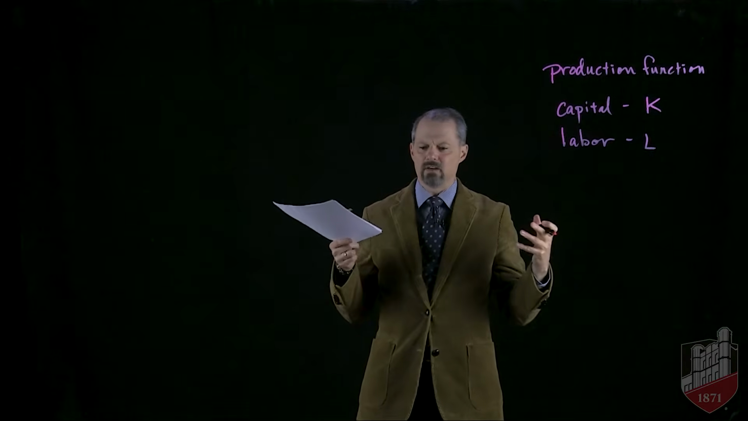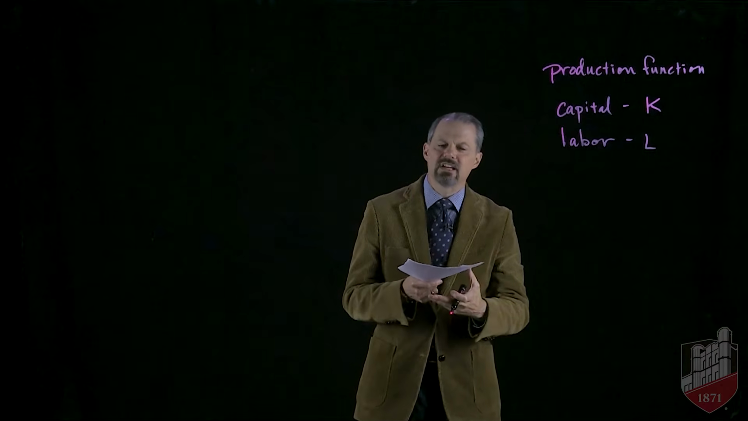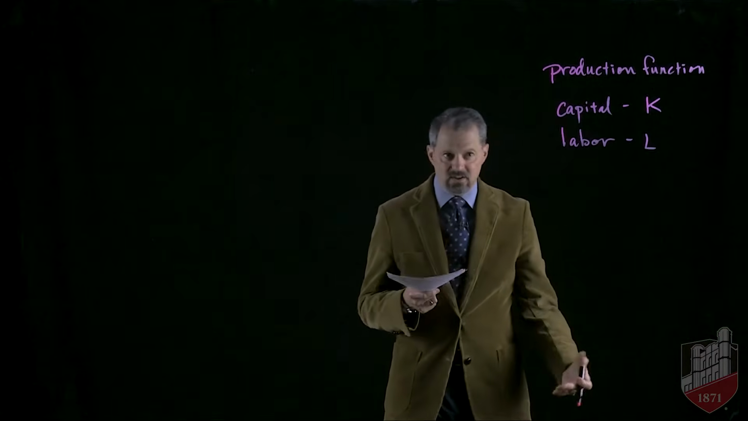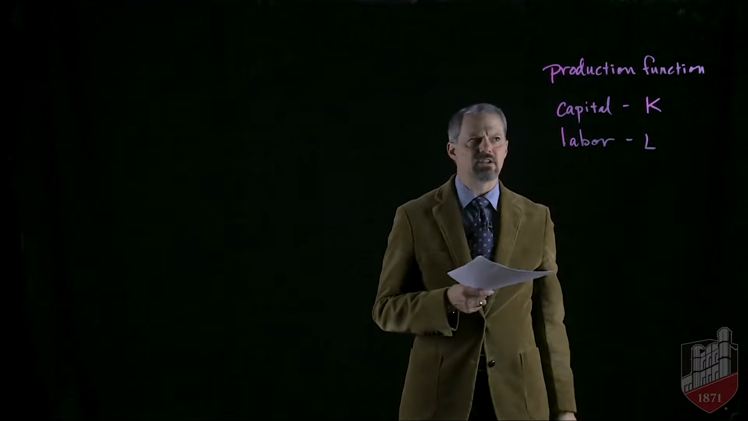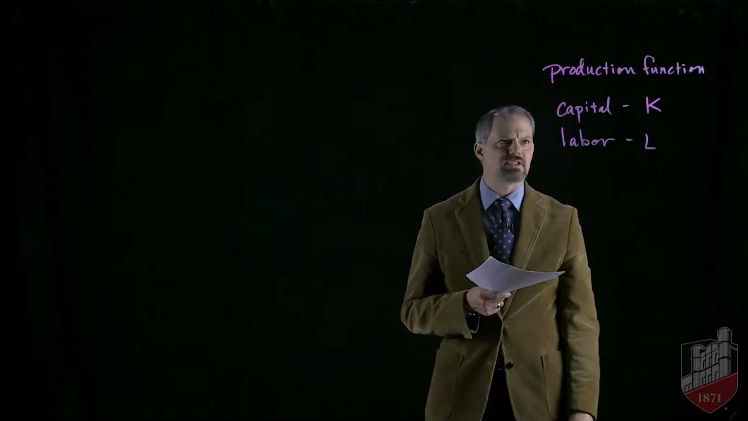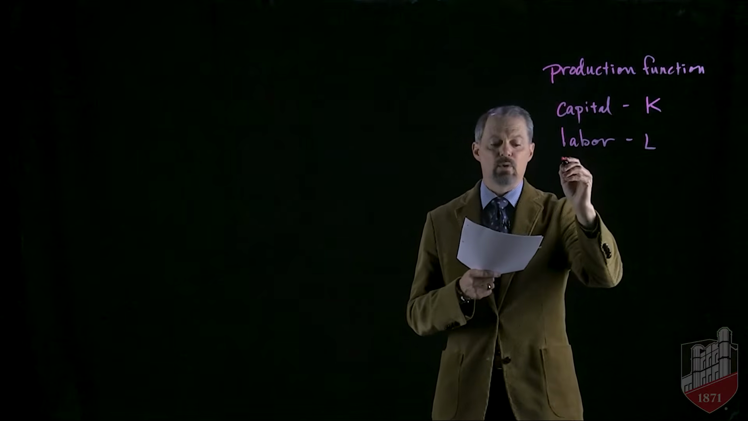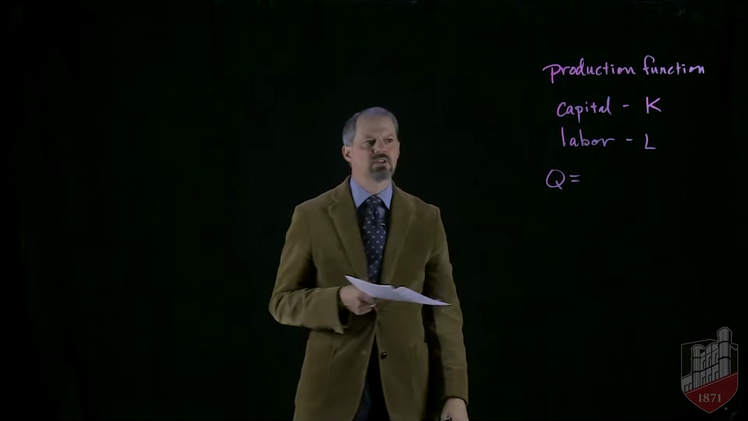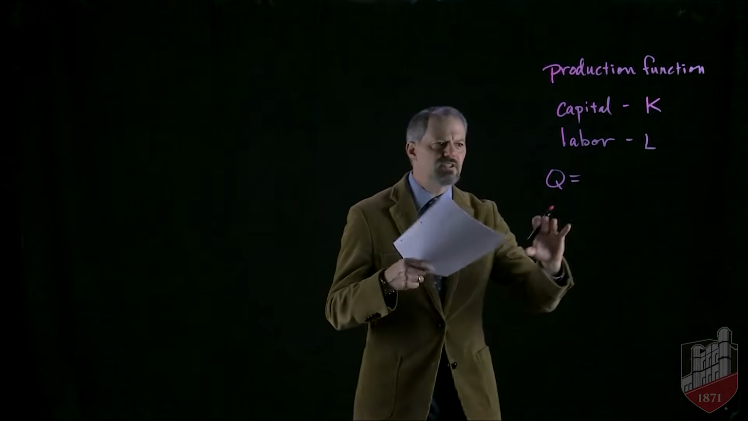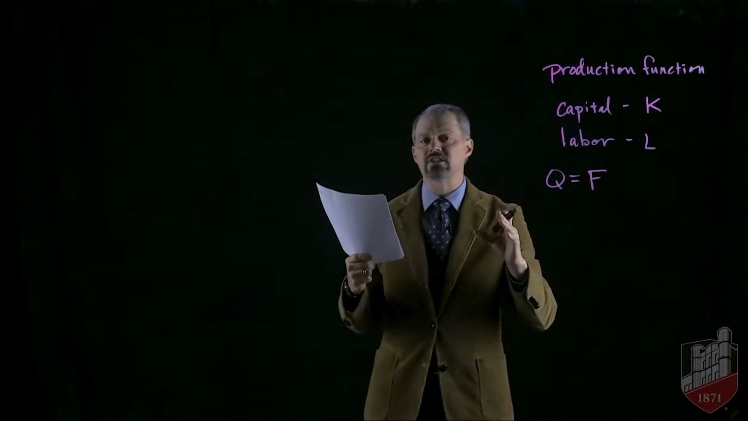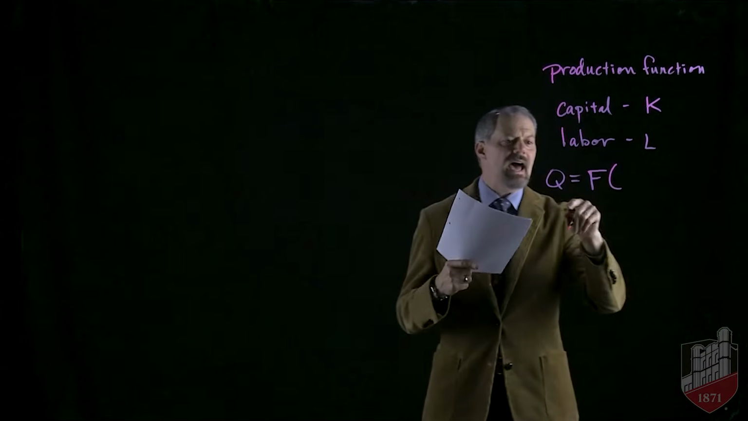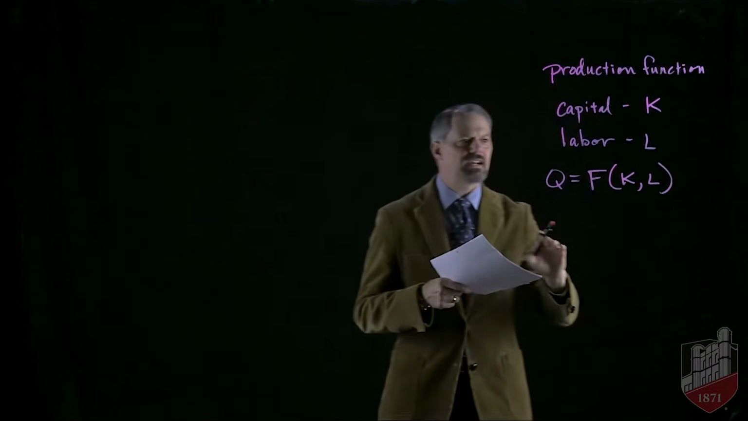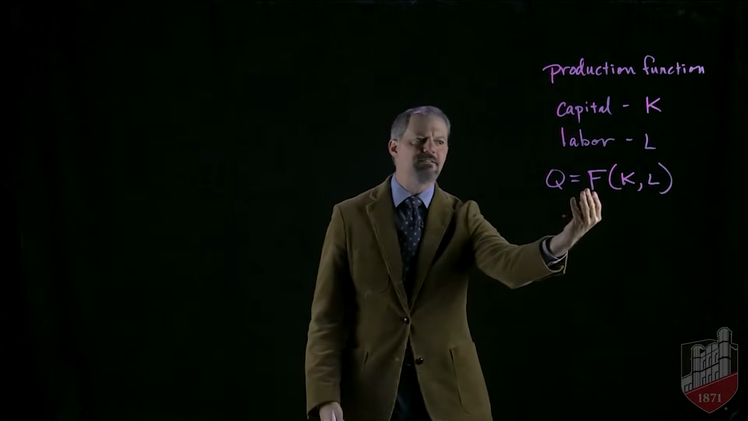If this was an ag class and we were thinking about agricultural production, we could add land as another input. But for what we're going to do, we're going to keep it simple with just capital and labor. And we're going to think about a production function. Q would be the amount of output that the firm produces. And I'm going to describe this production function first just in general terms. So I'm going to say that output is some function of capital and labor. So that's the most general way to write it.